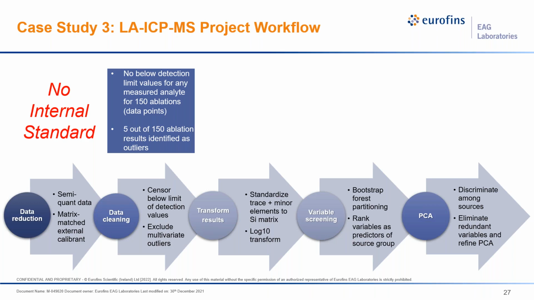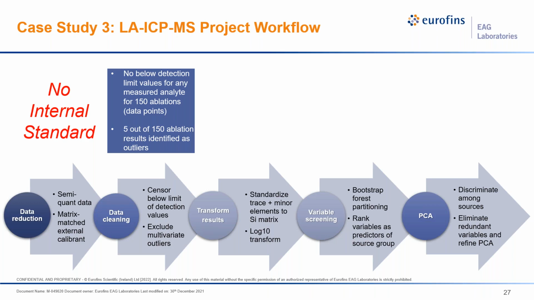So after looking at LODs and any BDL measurements, what about outliers? I mentioned before, they're voids, they're cracks, they're inclusions, so there are bound to be some outliers. So in order to identify a pretty conservative number of outliers, we used a k-nearest neighbors multivariate outlier detection and eliminated 5 out of those 150 results. So that's a 3% rejection rate. That's very conservative. I like to keep as much data as possible.